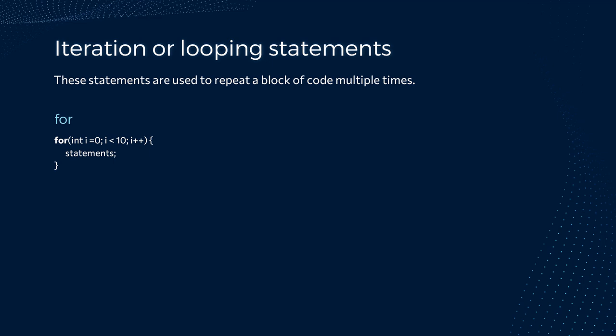The first one is the for loop, and here is the syntax: for, and in parentheses there are three statements. One is the initialization, that is int i equal to 0. The second one is the conditional, where it checks the condition like i is less than 10. The third statement is the increment or decrement, and inside the curly brackets we have the statements. So this is the for loop.